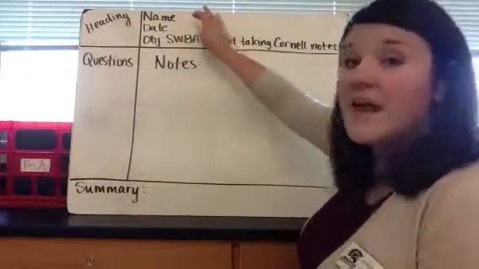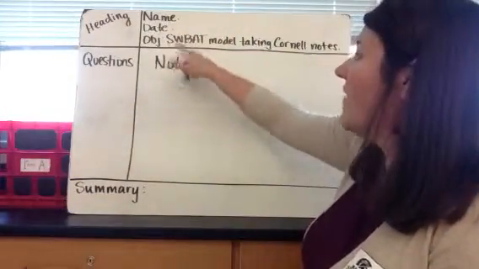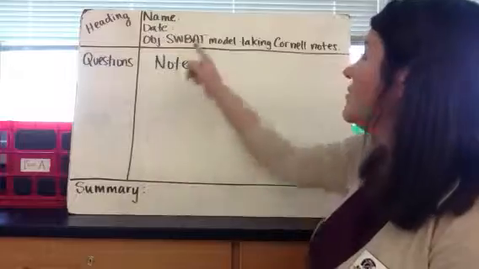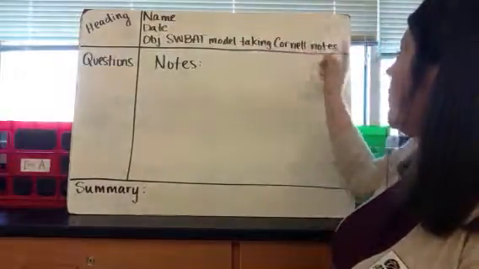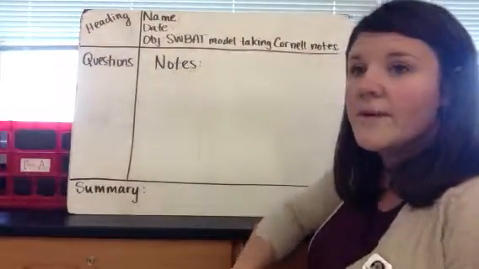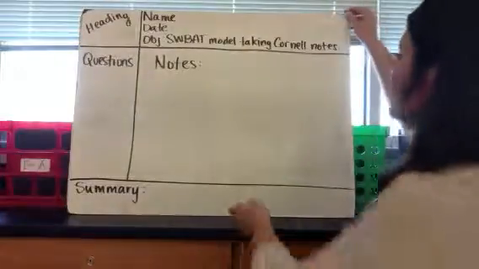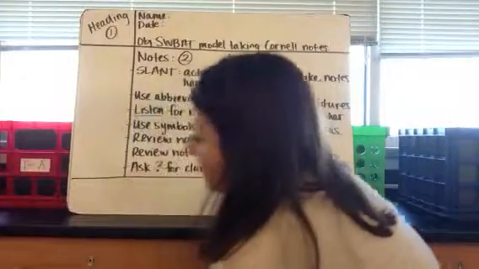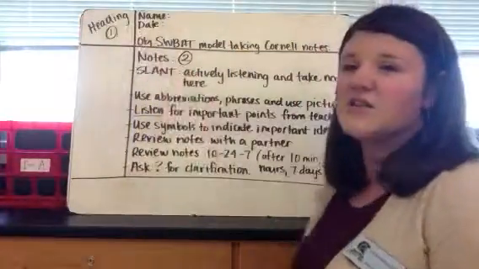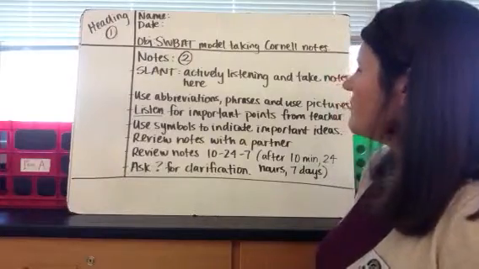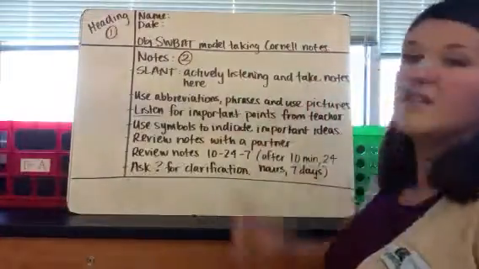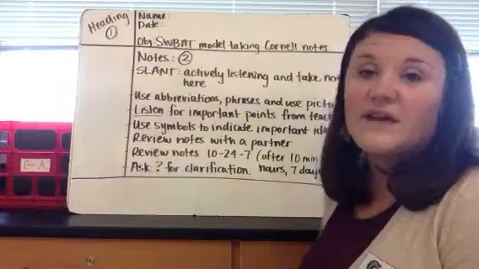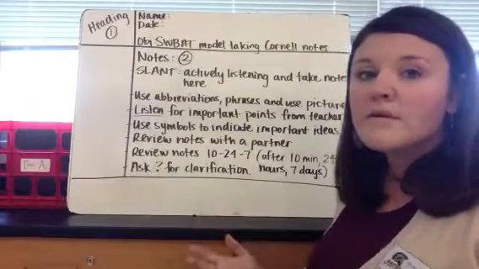You're going to write your name, the date, and then your objective, which today is students will be able to model taking Cornell notes. Okay? Once you have the heading done, then we're going to move into the note section. So we can see that the heading section is number 1. Now you move into the note section.